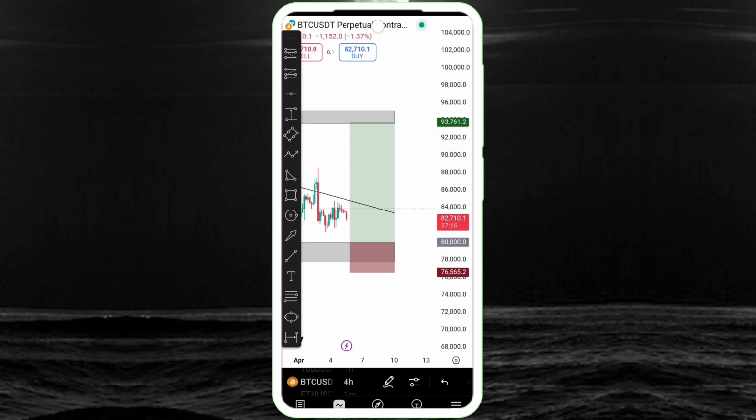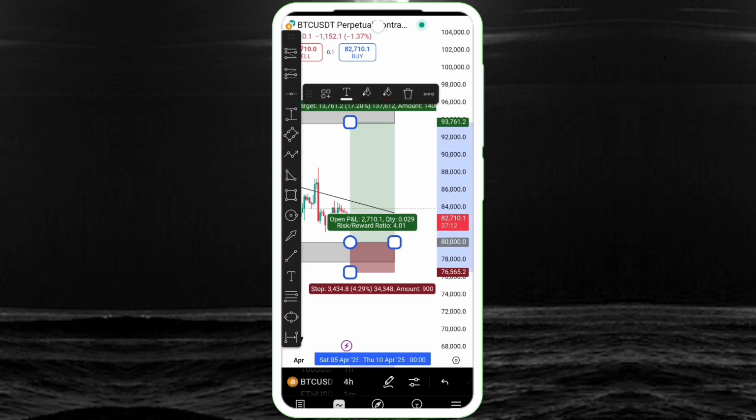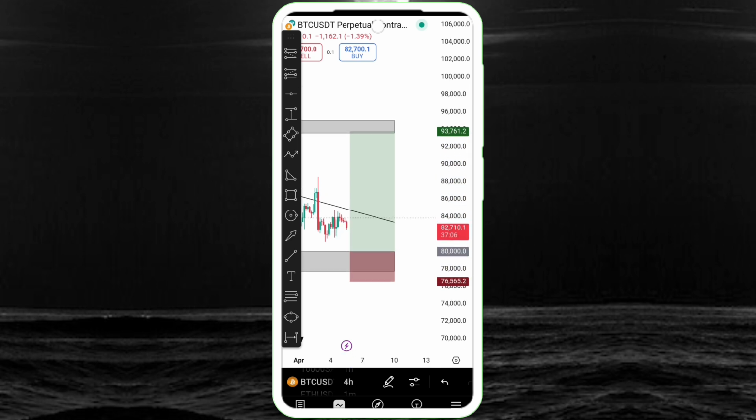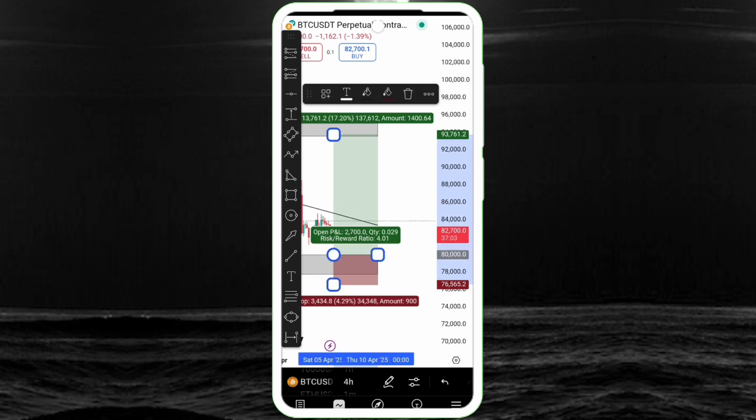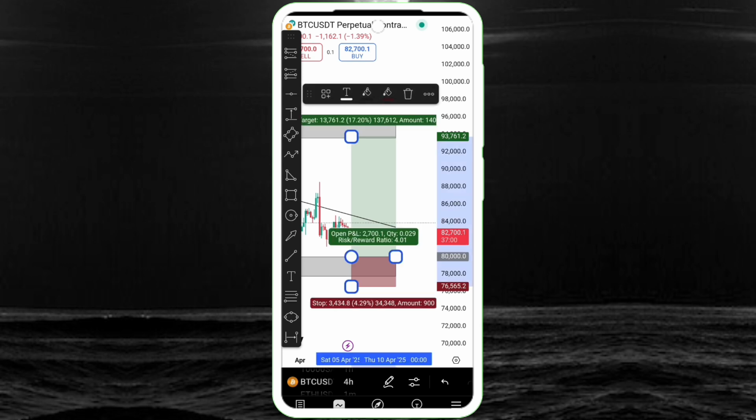Now I want you to pay attention. When you tap on this long position tool, pay attention to this quantity, in the middle here, by the entry price. They say QTY. You can see the quantity 0.029 is the quantity of BTC we want to buy, because we want to use $10 to buy 0.029 of BTC.